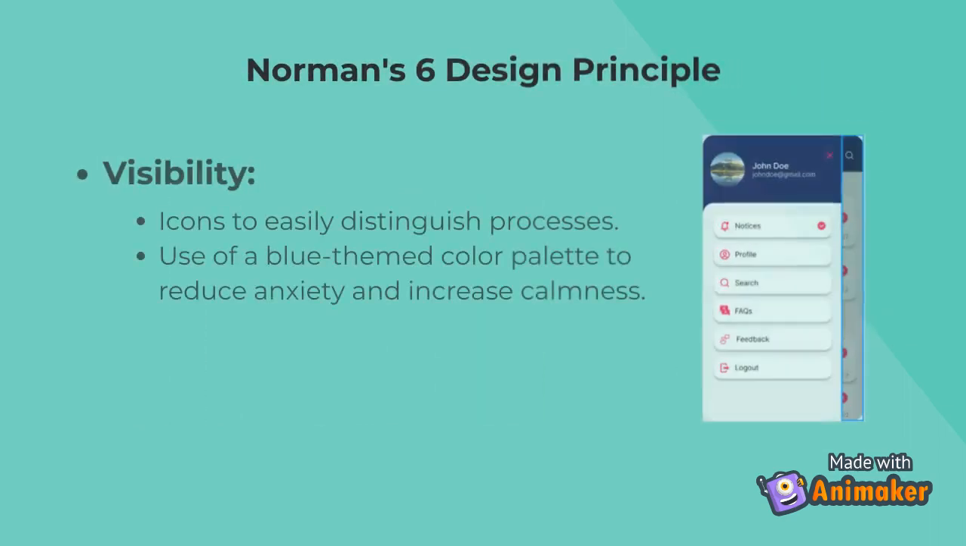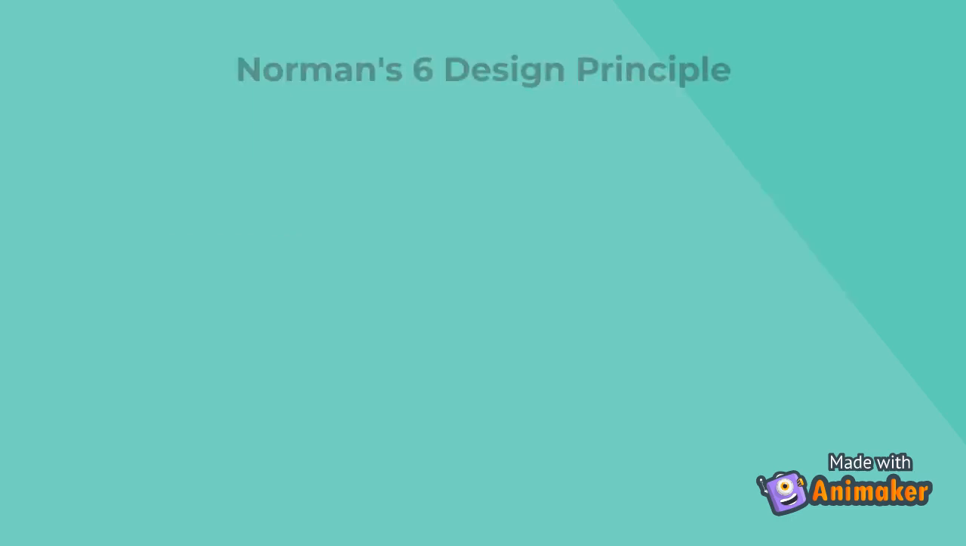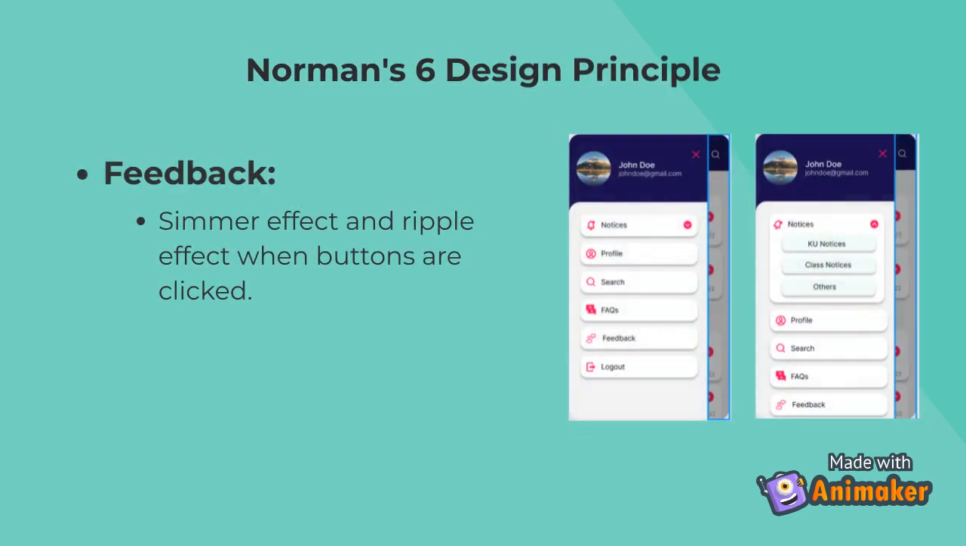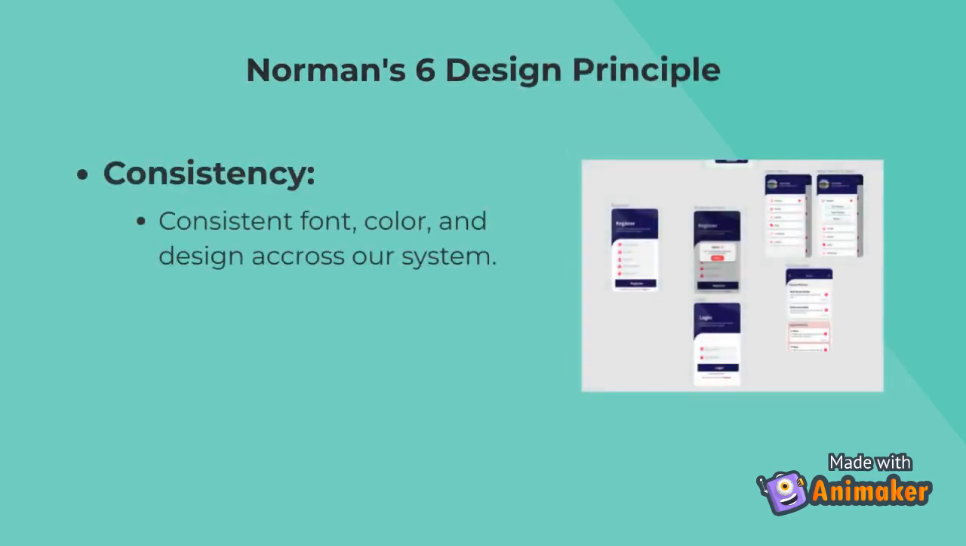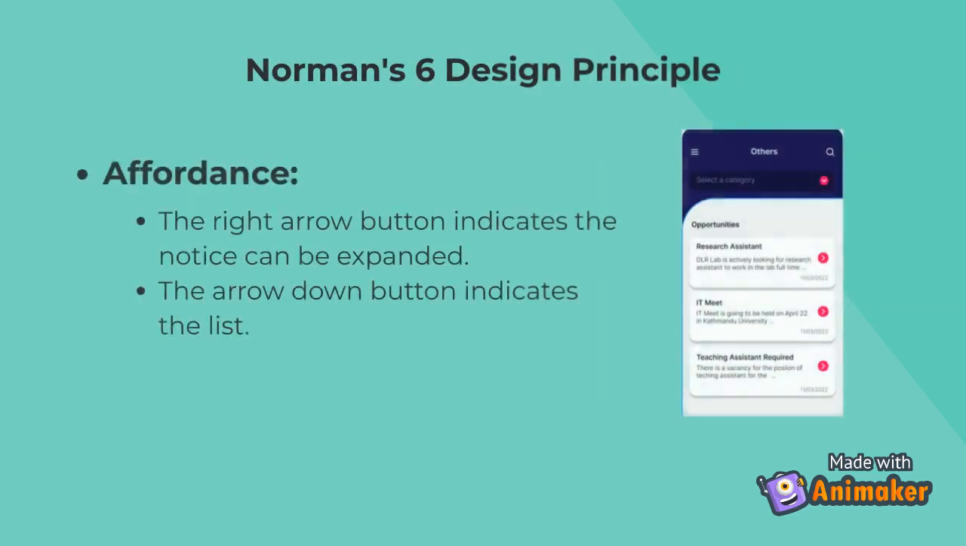We have applied Norman's 6 design principles in our project. For visibility, we have used distinct icons, and we have also used the blue theme color palette to reduce anxiety and increase calmness among the students who are visiting the system for getting notices. Proper feedback, shimmer effect and ripple effect are implemented on the buttons, and they can be seen when the buttons are clicked. This color palette and design across our system is consistent. After visiting our system, users can easily know they can expand a notice by looking at the right arrow button, and they can expand a list by looking at the arrow down button.